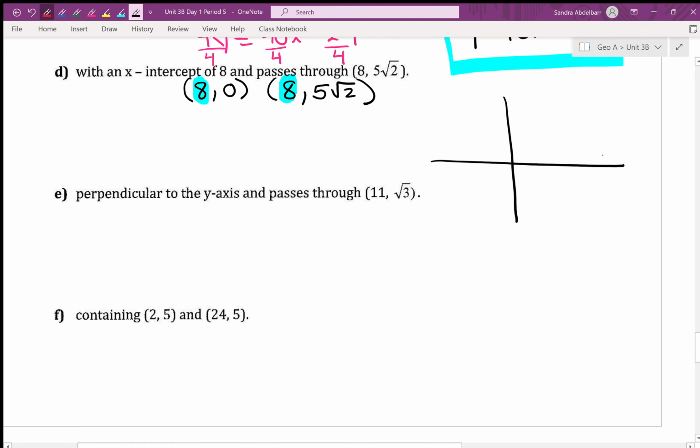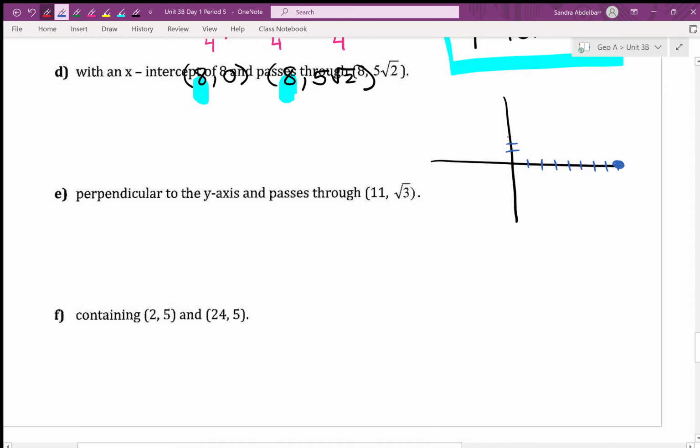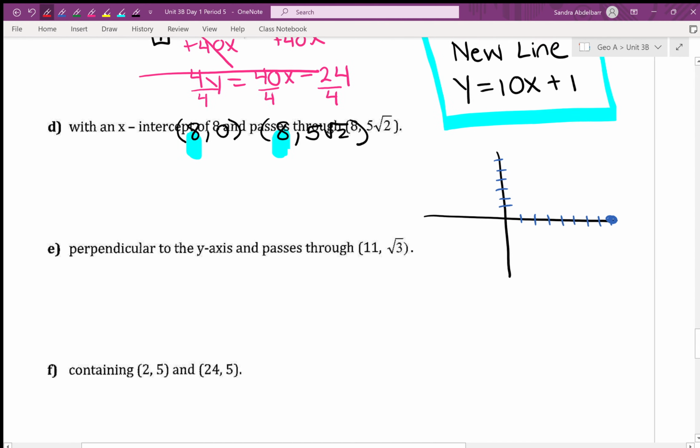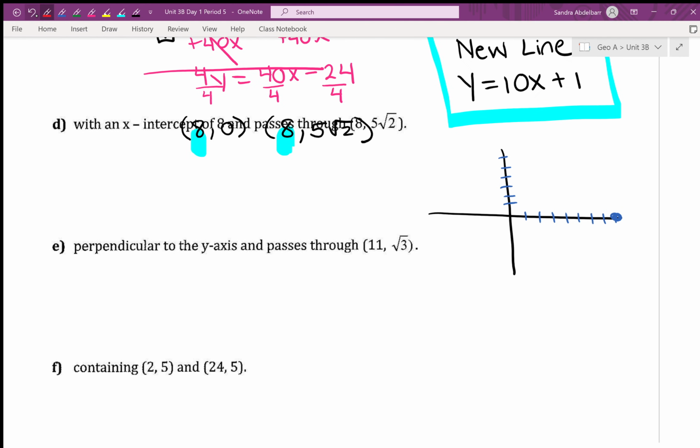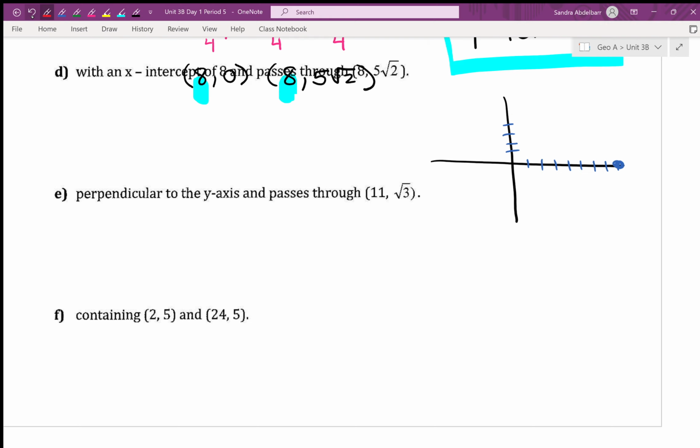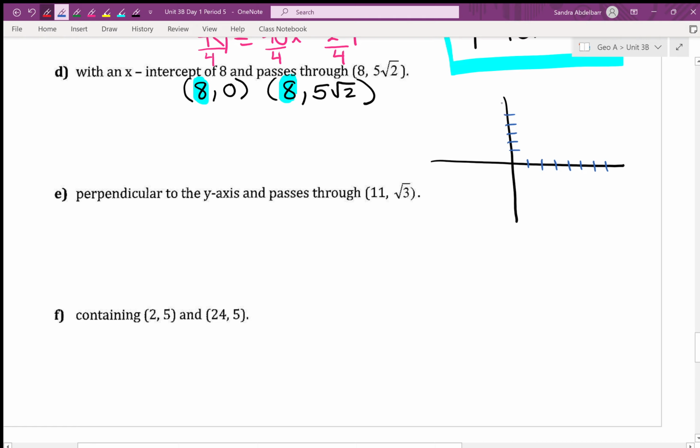So we have 8, 0. And then 5 root 2, 1, 2, 3, 4, 5, 6. It doesn't matter because this is just a sketch, right? What happened here? Why did my numbers move? There you go. Okay, so we're at 8, 0, that's here. And then 8, 5 root 2 is somewhere around here.